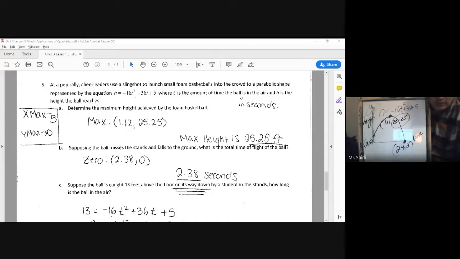The next one says, suppose the ball misses the stands and hits the ground. How long does it take for it to hit the ground? We said about 2.38, or 2.4 seconds. So that's where that comes from.